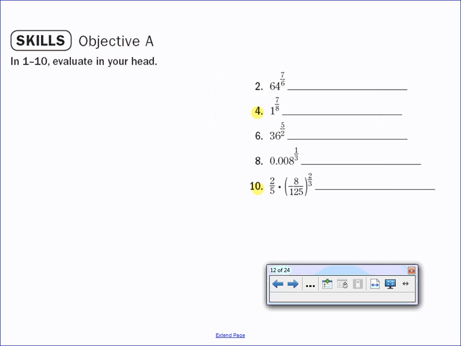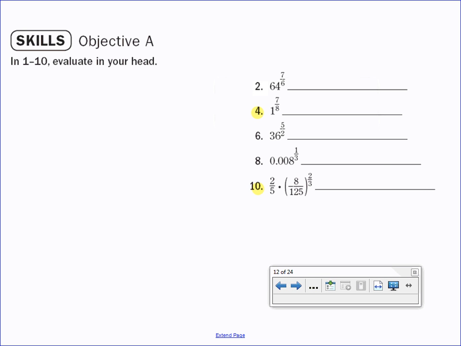Okay, let's go ahead and try some more then. We're gonna do number 4 and number 10. So, number 4 is 1 to the 7/8. Well, it turns out that 1 raised to any rational exponent is just going to be itself. The 8th root of 1 is 1, because 1 multiplied by itself 8 times equals 1, and then 1 multiplied by itself 7 times is still 1. And so that's a neat little thing.